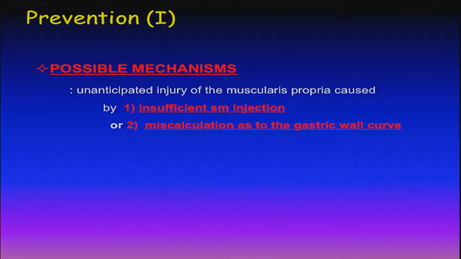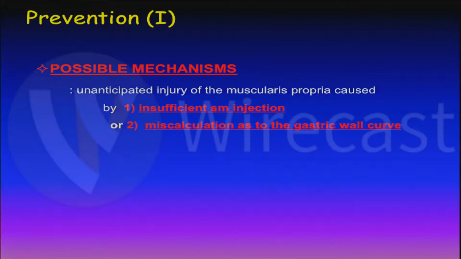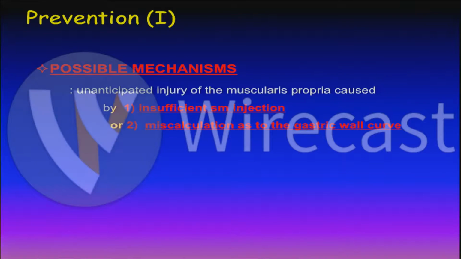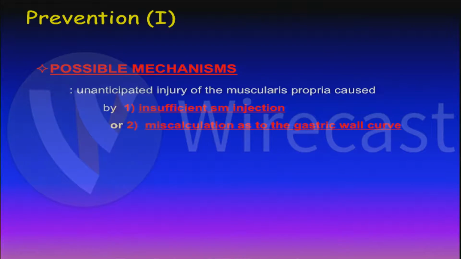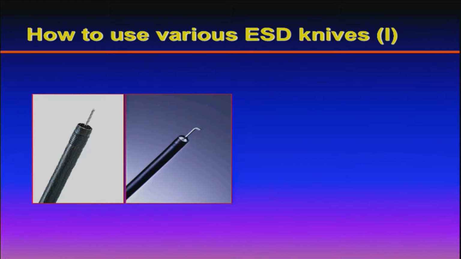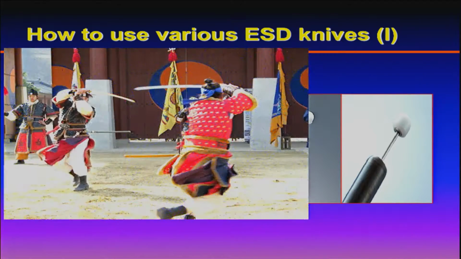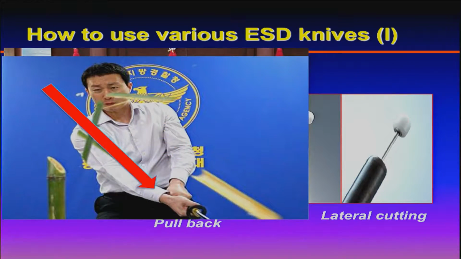How to manage complication? The possible mechanism of perforation or others, unanticipated injury caused by insufficient submucosal injection or miscalculation as to the gastric wall curve. Dr. Mani already introduced a lot of knives, how to use it, and I skipped.